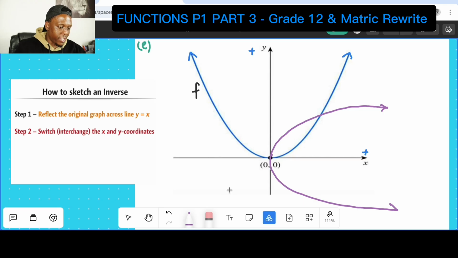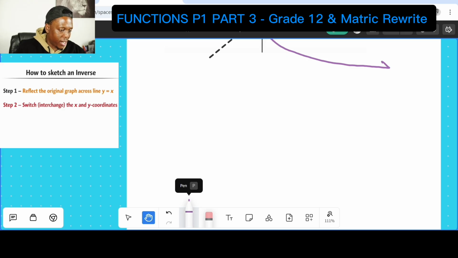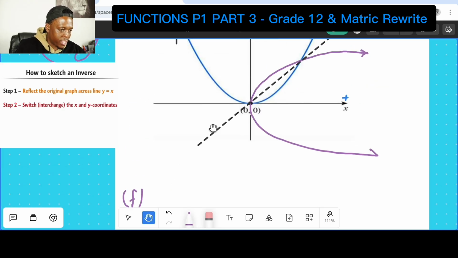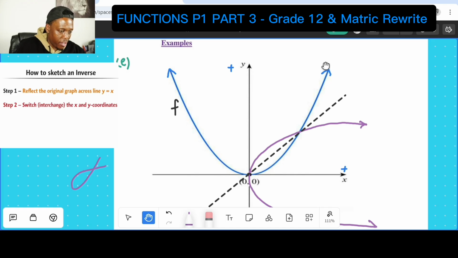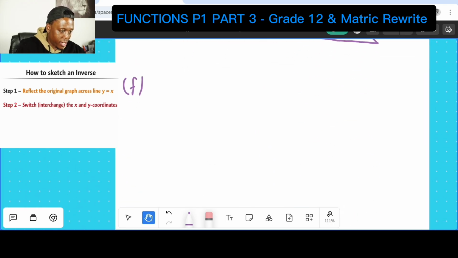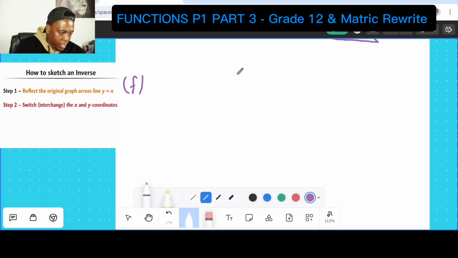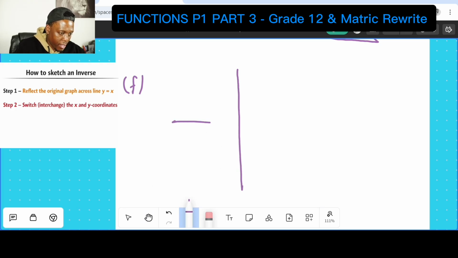Not forgetting the reflection line y is x right through the origin and through the graphs like this. So we can still sketch another parabola. Remember, this blue one we just sketched here is concave up. It's a happy face. What about a sad face? Let's see. Let's say we have a graph like this.